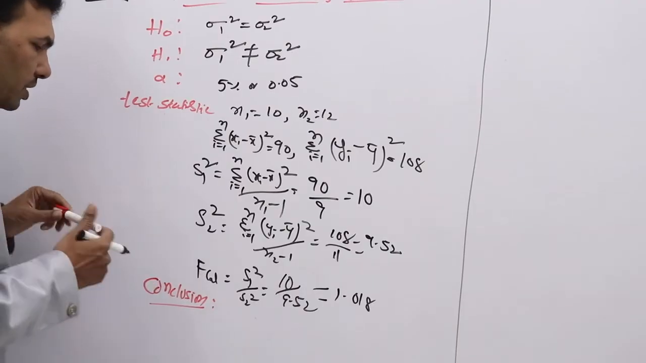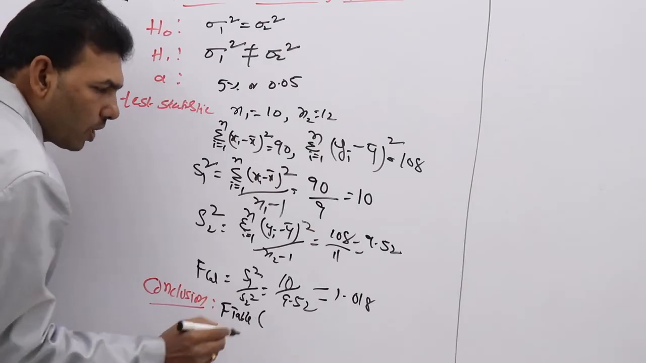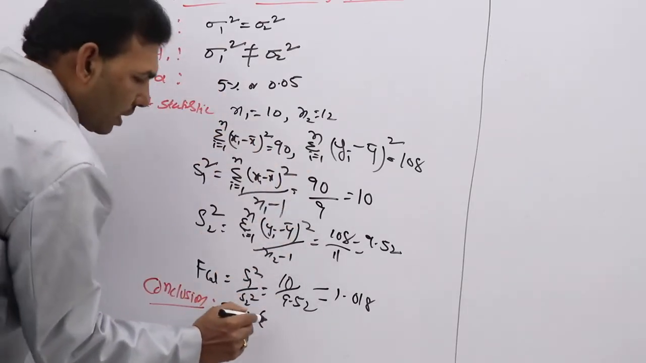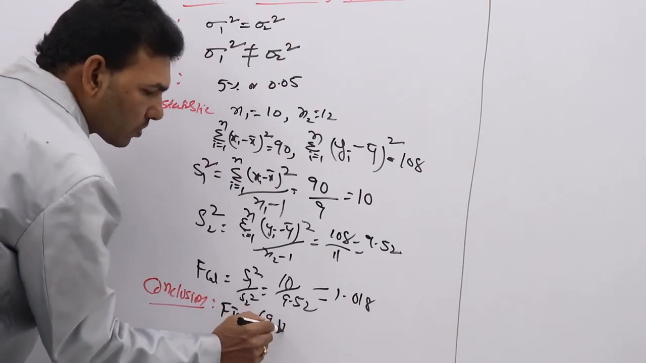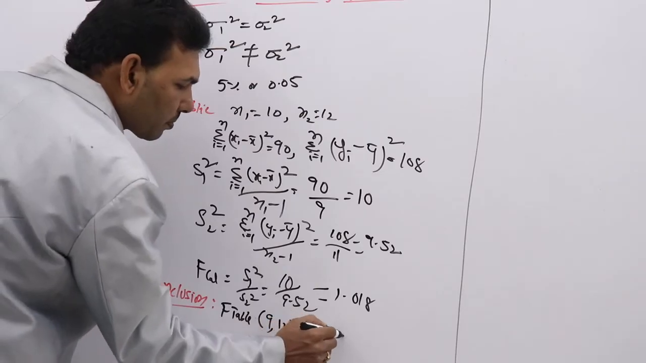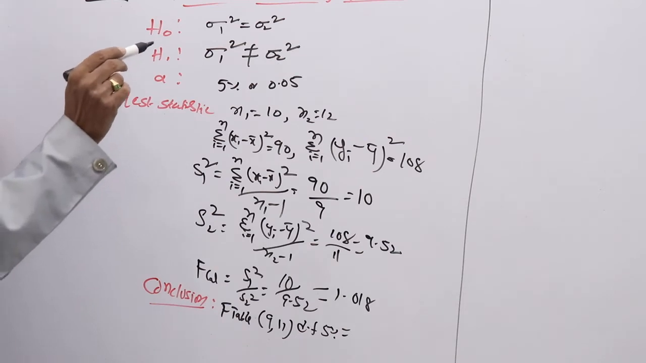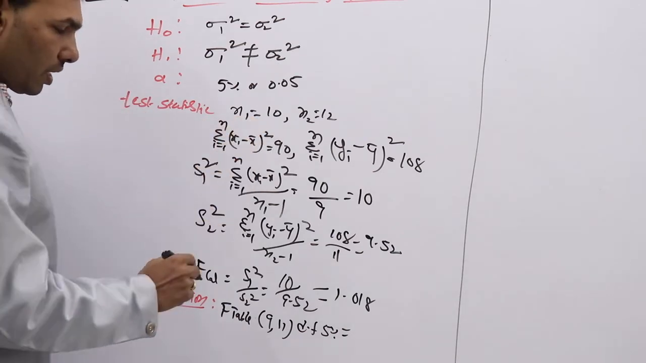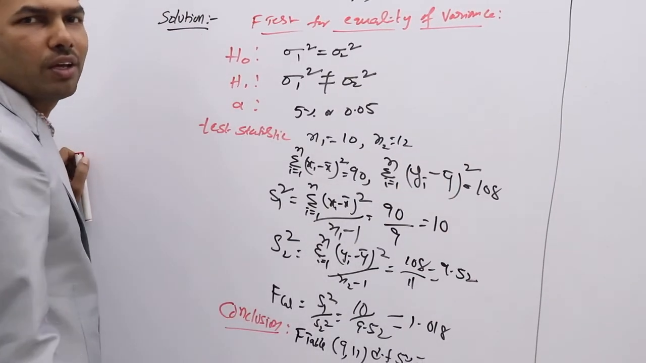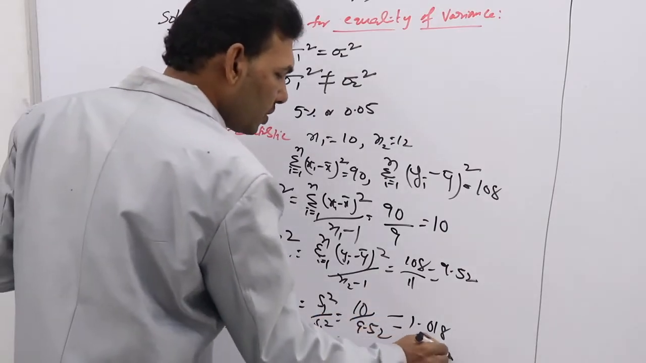So for that we need to see the F table value at V1, V2 degrees of freedom. V1 means N1 minus 1, so 12 minus 1, 11 degrees of freedom at 5%. See the F table, in the 11th row, 9th column. If you see that table value, you will get 2.90.